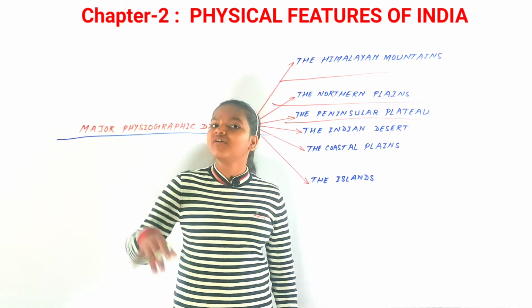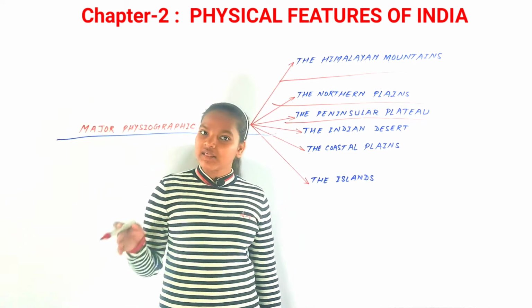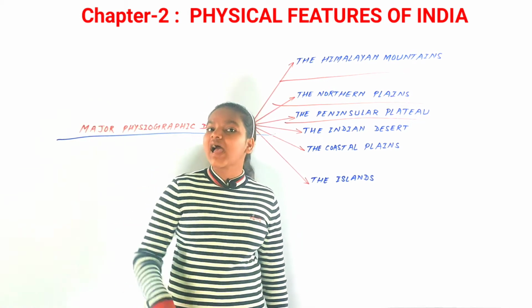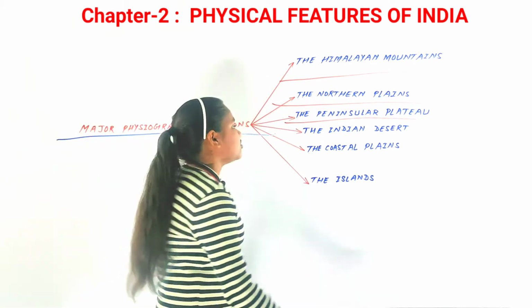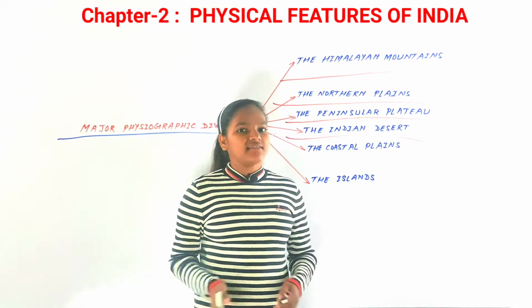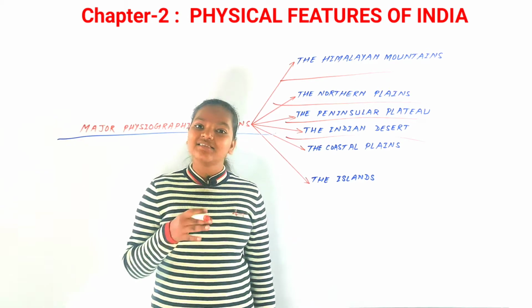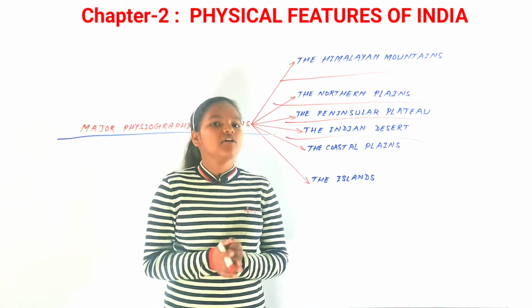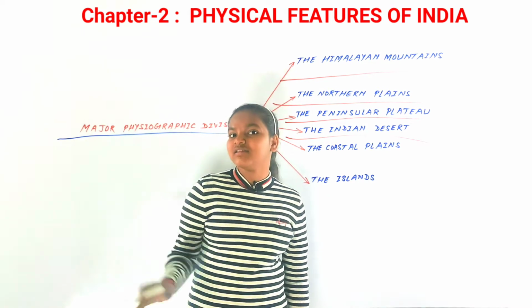We have seen the Central Highlands and the Deccan Plateaus, and in the Deccan Plateaus there are the Eastern Ghats and the Western Ghats. Now the next division is the Indian Desert. Now we have seen the different physiographic divisions. Next is the Indian deserts. You know that the largest desert of India is the Thar desert, which is in Rajasthan.